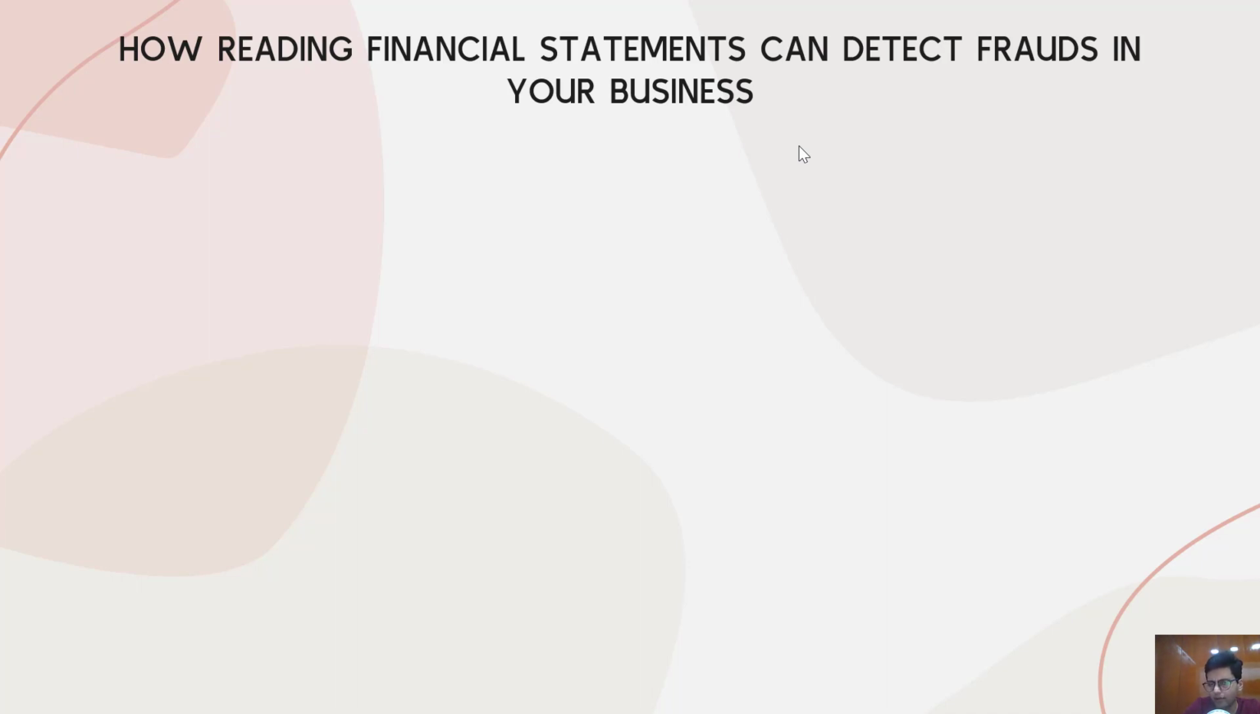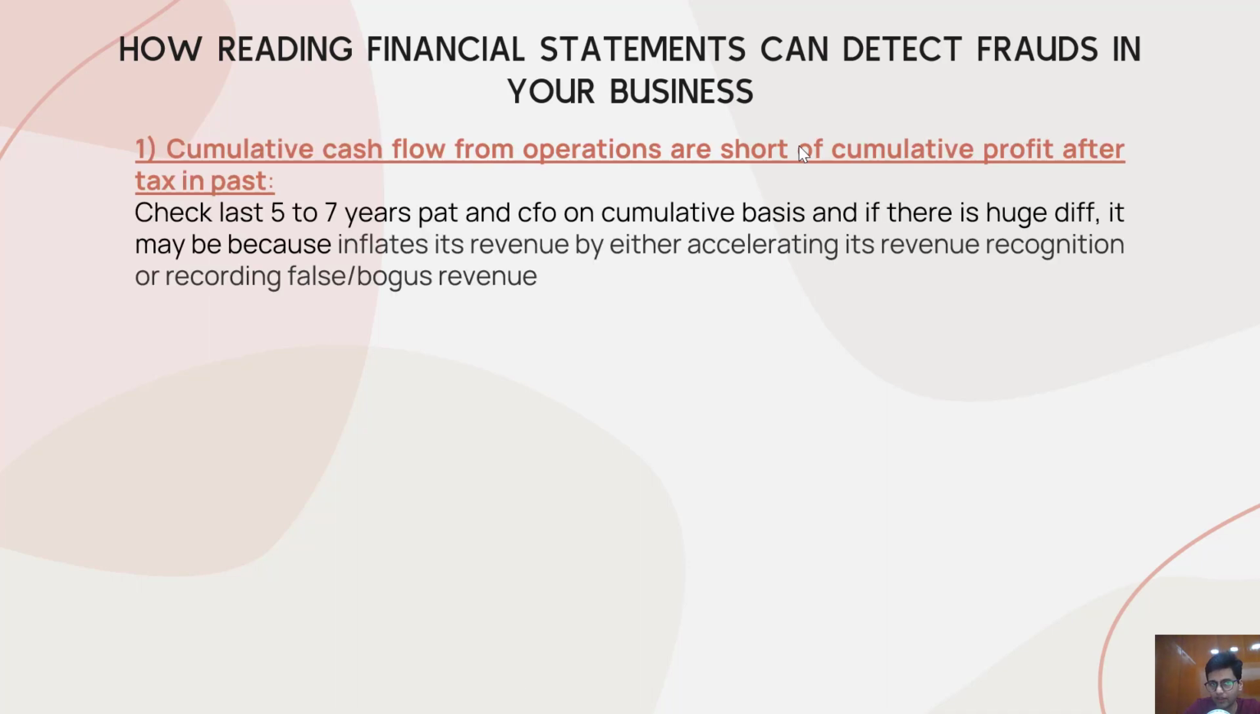The Enron fraud, the Satyam fraud in India. There are so many frauds which have happened, and you will find a common recurring theme in them. Let's see what those themes are. There are basically 3 main things which we usually find. Number 1, the cumulative cash flow from operations falls short of cumulative profit after tax in the past.